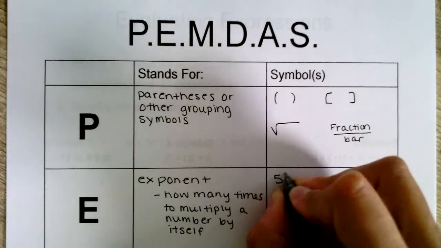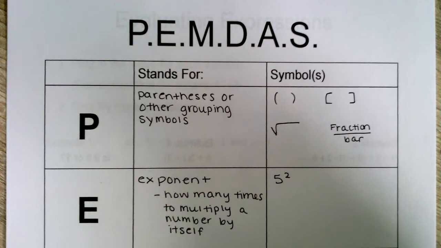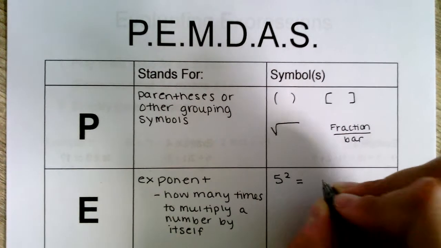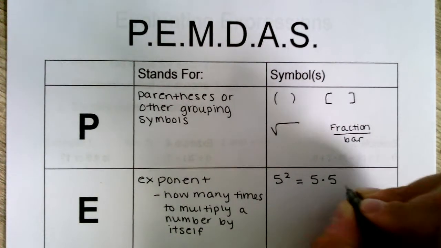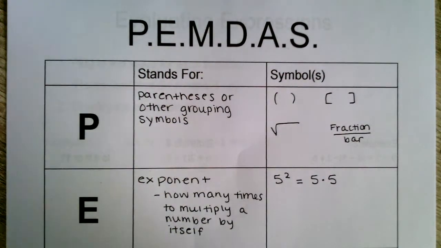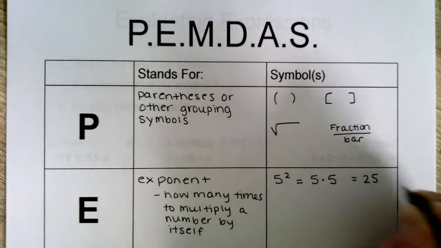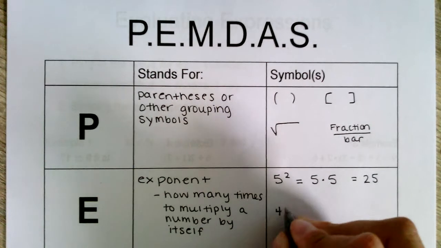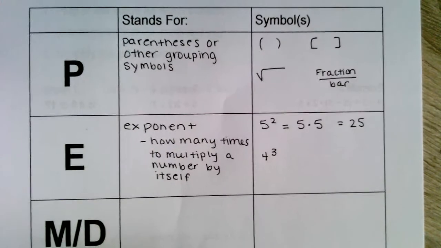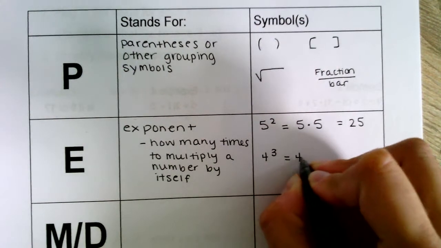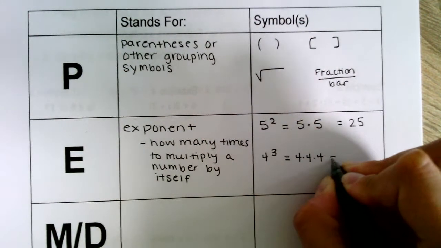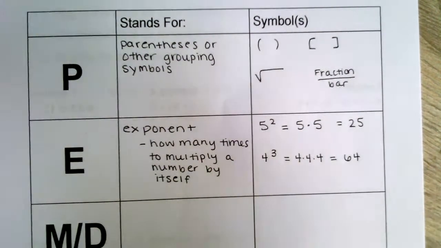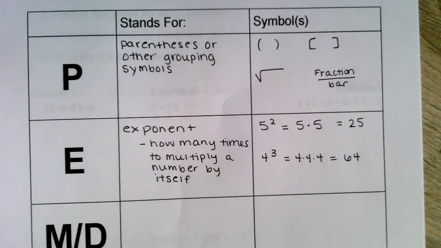So for example, when you have something like this, it is 5 to the exponent of 2. That is going to be the same thing as, like we just said, how many times you need to multiply something times itself. So we're going to do 5 times itself for a total of 2 times. And we know that 5 times 5 is 25. So that's how we're going to be simplifying our exponents. We're going to be using the little power, whatever that may be. You could even have something like 4 to the third power. So if the exponent is 3, what we're going to do is multiply 4 times itself 3 times. You would use a calculator for this, but 4 times 4 is 16, times 4 is 64. So that is the E in PEMDAS.